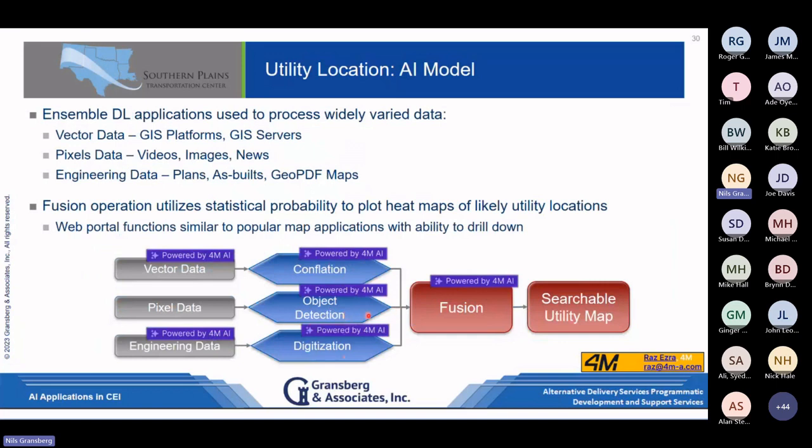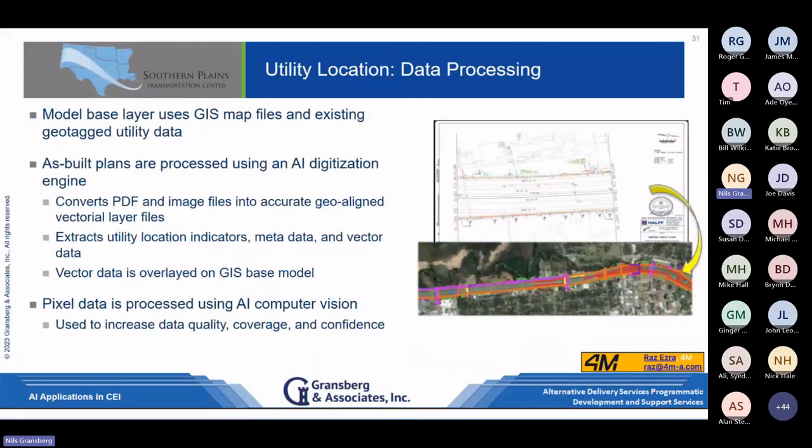They use pixel data and object detection to figure out what objects are there, classify them, characterize them, and geolocate them. And then, of course, digitization, taking engineered data and converting that into vector files that can then be run through this fusion engine and into a searchable utility map. So that's kind of how the processing works, right? The base layer is a GIS map, so it uses GIS map files, existing geotagged utility data.